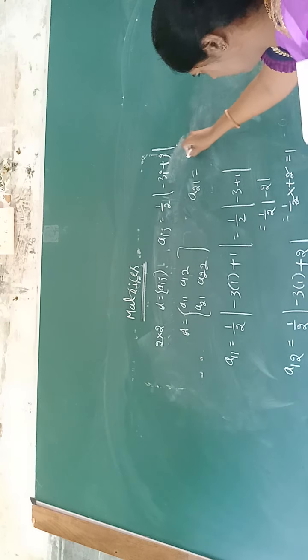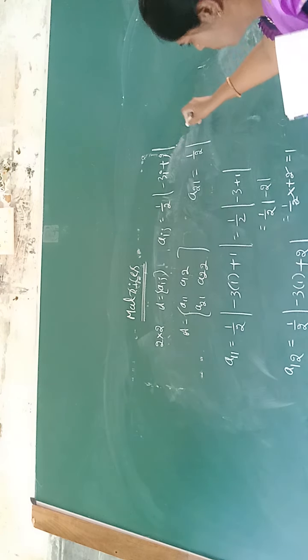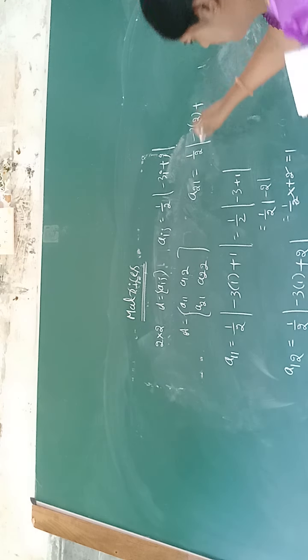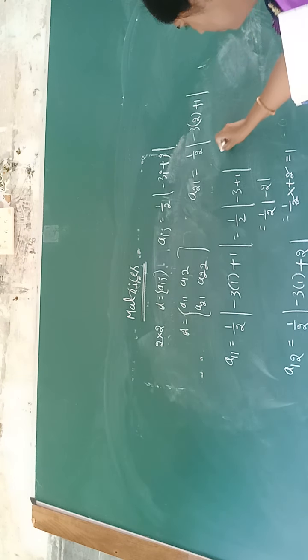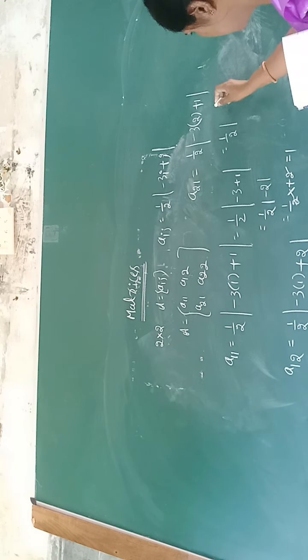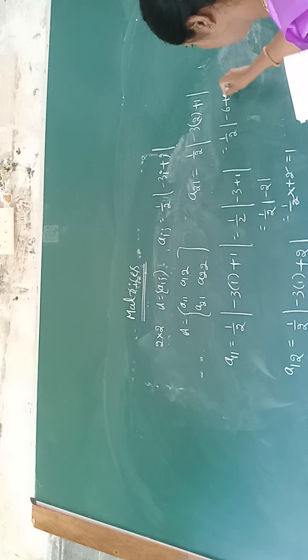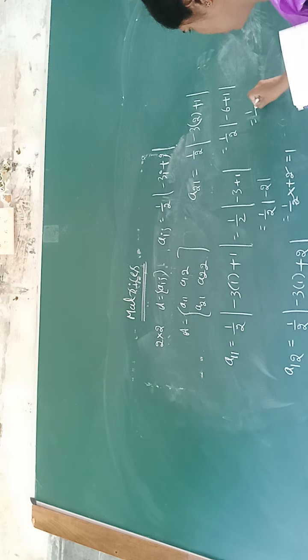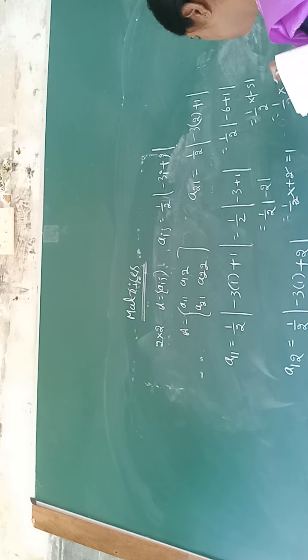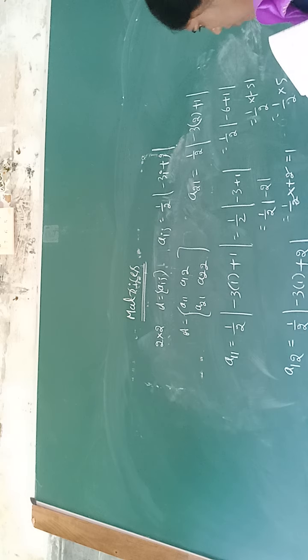A21. What is A21? 1 by 2 modulus of minus 3 times I value 2 plus j value 1. So 1 by 2 modulus of minus 3 times 2, that is minus 6 plus 1. Minus 6 plus 1 is equal to minus 5. So 1 by 2 modulus of minus 5, which is 5. The answer is 5 by 2.